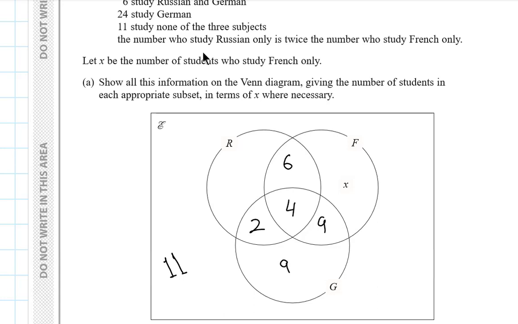The number who study Russian only means this part. When he said Russian only, it will be this part only, not entering any other set. The number who study Russian only is twice the number who study French only. This is x. He now refers to x. So the number who study Russian is twice, so I can put here 2x. If this is x, this will be 2x as the question said.